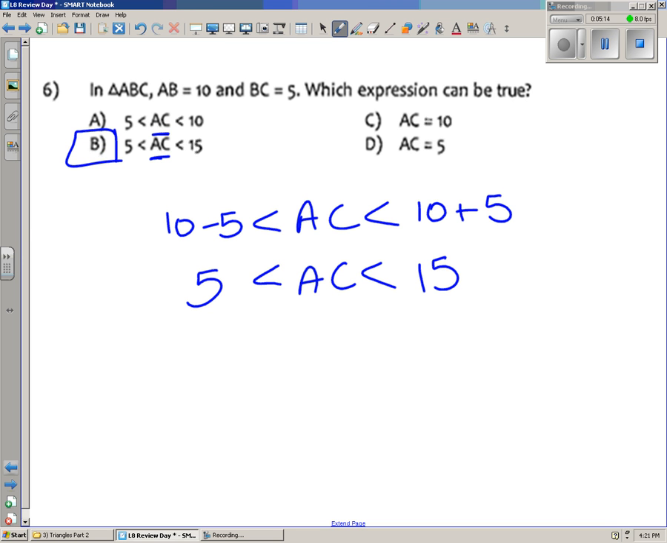And in fact, if you were to be kind of a stickler on this question, A could be true, and so could C. So I would accept any of those answers, but B is the best one. D is out, because if AC were 5, 5 plus 5 is 10. That does not dominate over the 10.